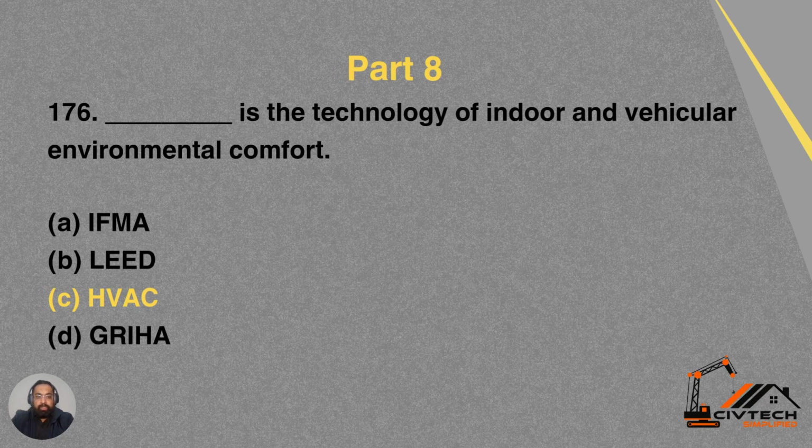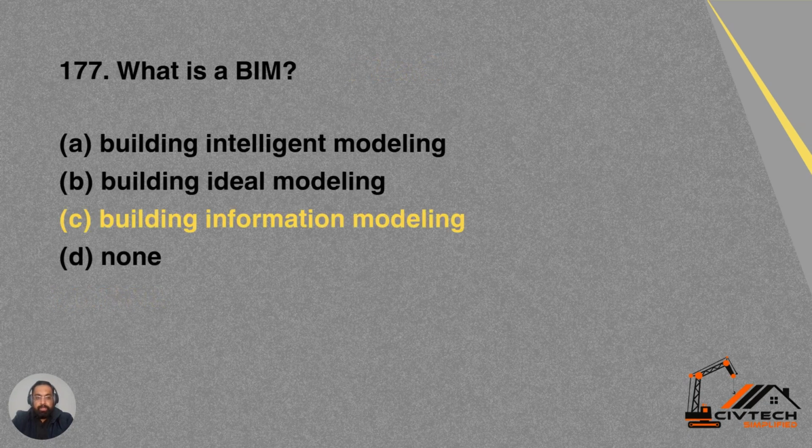Question number 176. Dash is the technology of indoor and vehicular environmental comfort. Option A, IFMA. Option B, LEED. Option C, HVAC. Option D, GRIHA. So C is the correct answer, HVAC.